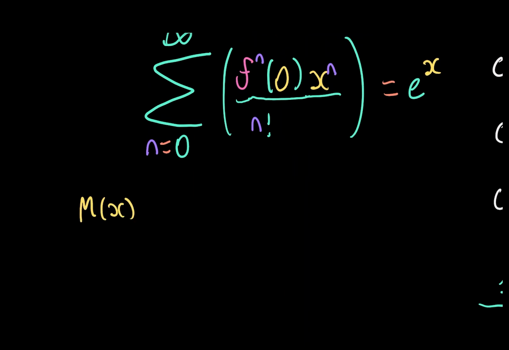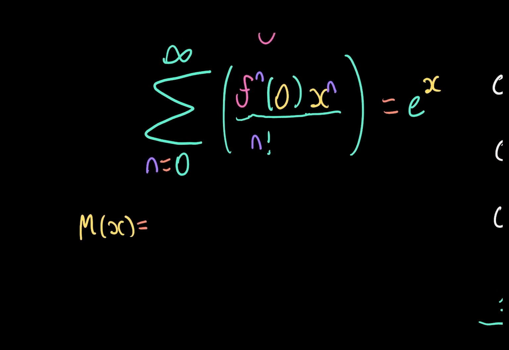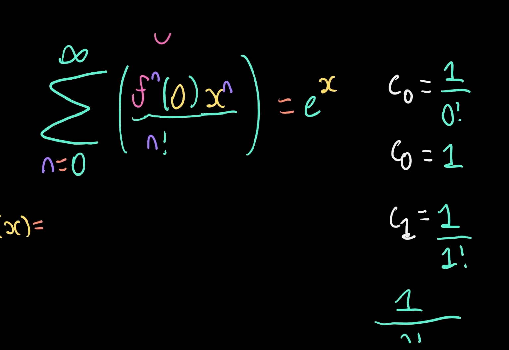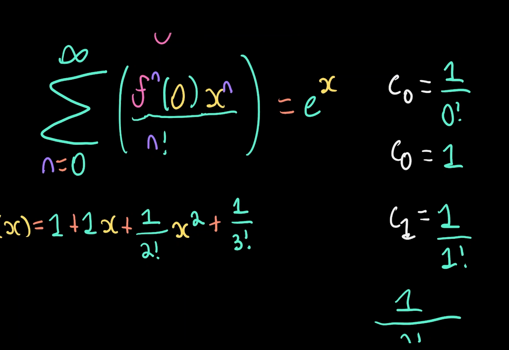So m of x is equal to 1 plus 1x plus 1 over 2 factorial x squared, plus 1 over 3 factorial x cubed. And this is our series.